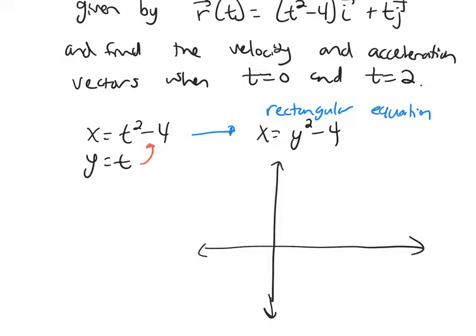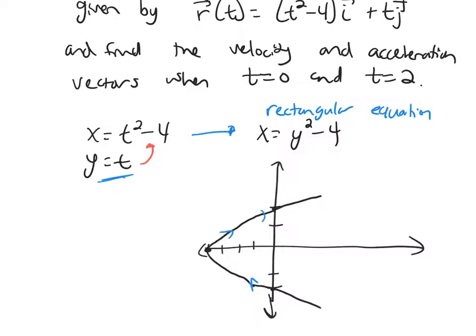So the parabola goes like that. And this object, how is it moving along this curve? Well, if you see y equals t, as t gets bigger, y is getting bigger, so you're going upwards in terms of y. So the object is moving upwards through the curve.